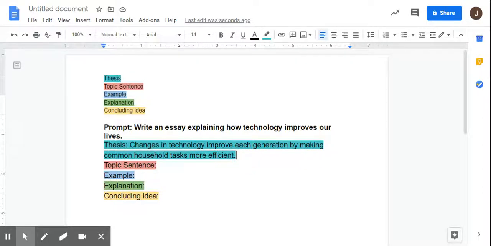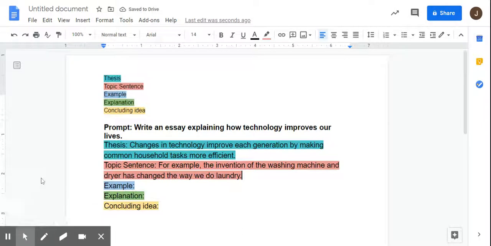So now the reader knows that I'm going to focus on different household tasks and the technology that has improved it. Now I need to write my topic sentence for my first body paragraph. So the first piece of technology that I want to focus on is the development of the washing machine and dryer. So I need to tie that in somehow.